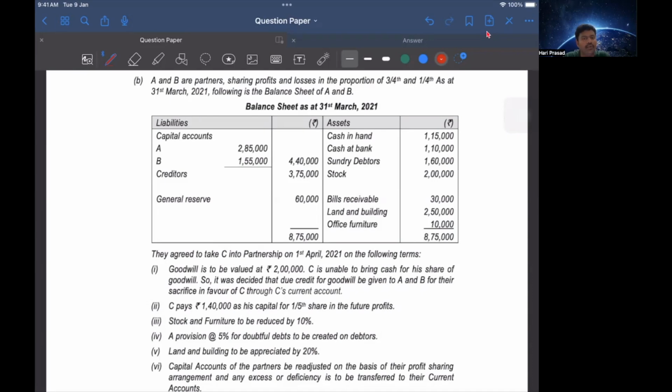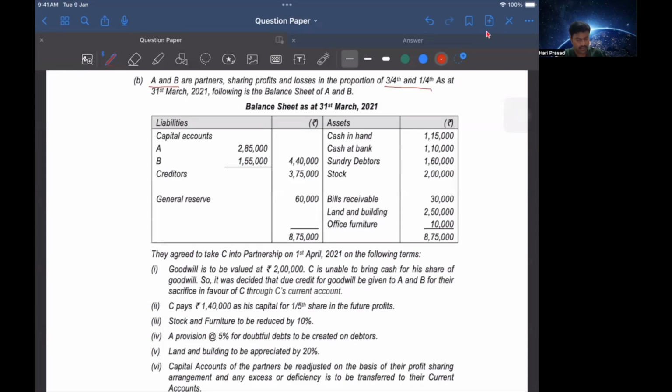The first point I am going to give to students is to underline the important points in the questions using a pencil during the exams. A and B are partners. 3 by 4 and 1 by 4 are the profit and loss ratio. They have given the balance sheet as at 31st March 2021.